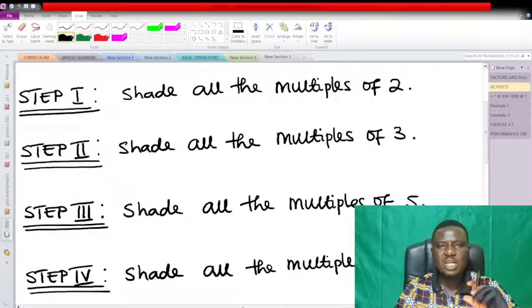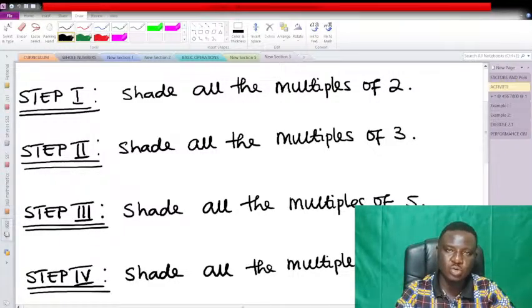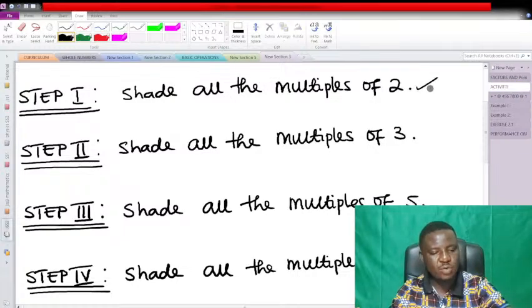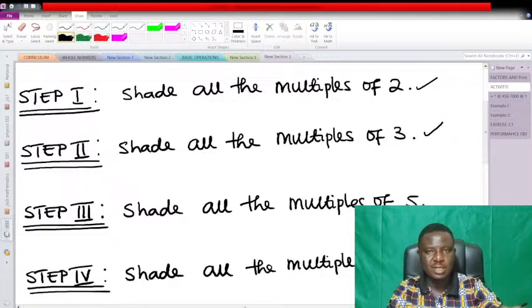What we are trying to do is to write out all the prime numbers that fall between 1 and 200. So I'm showing you how you can generate all these numbers without making a mistake, and you arrange them in ascending order. The next step, after step 2, is to shade all the multiples of 5. Just like I said, you now count in 5 beginning from 5.